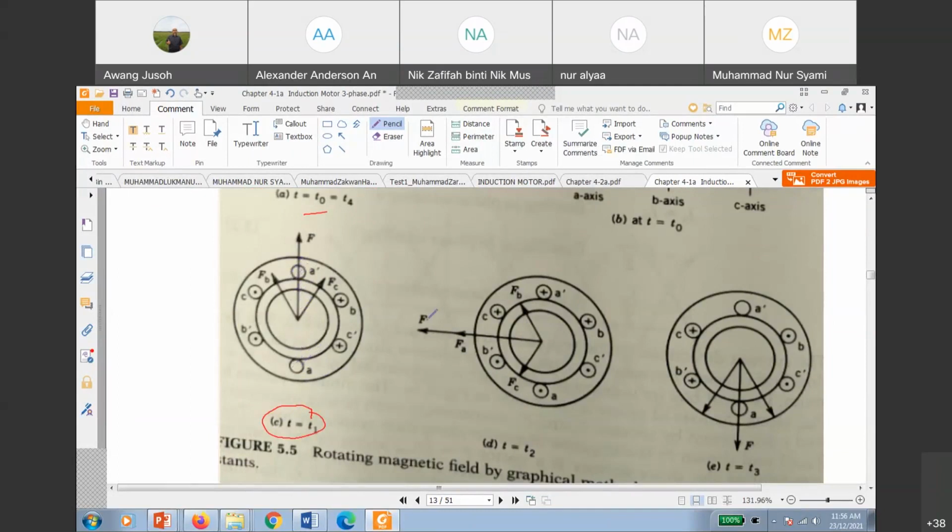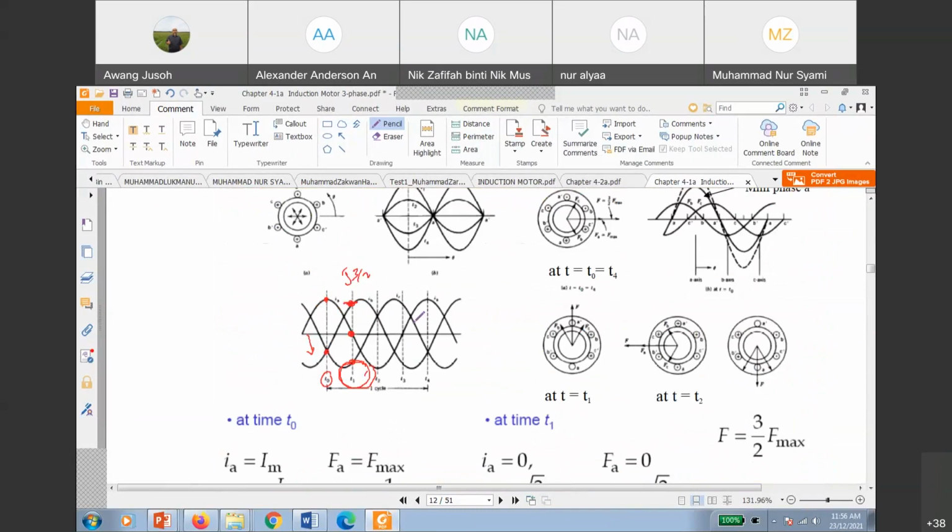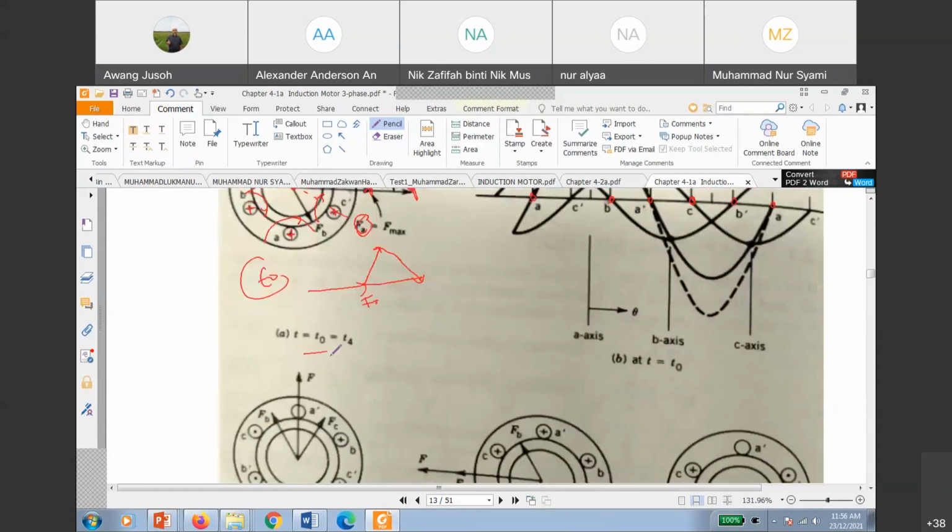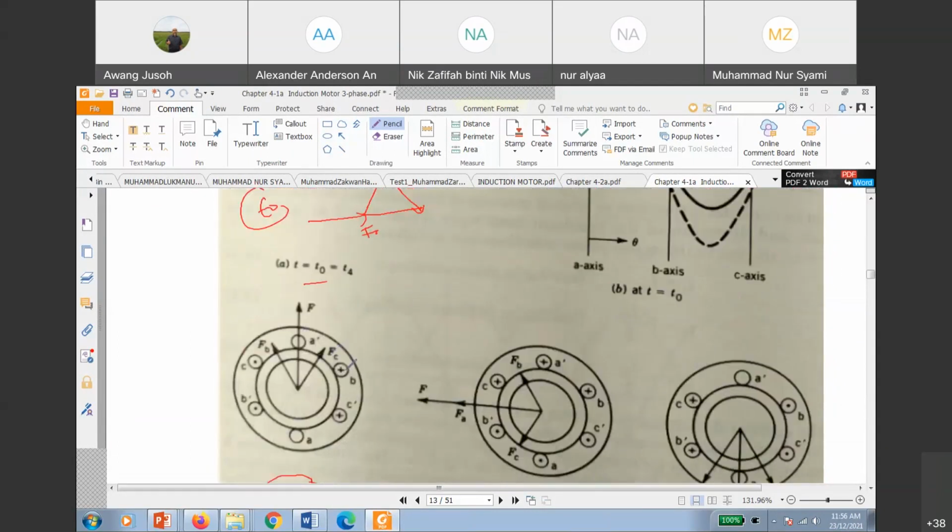But for conductor B, it is positive here. Positive current. Positive means cross. Where's the B just now? You can see B is cross. Current enters conductor B and goes out at B bar. Okay, and for C it is different. The current is out from point C dot, and C bar must be cross.